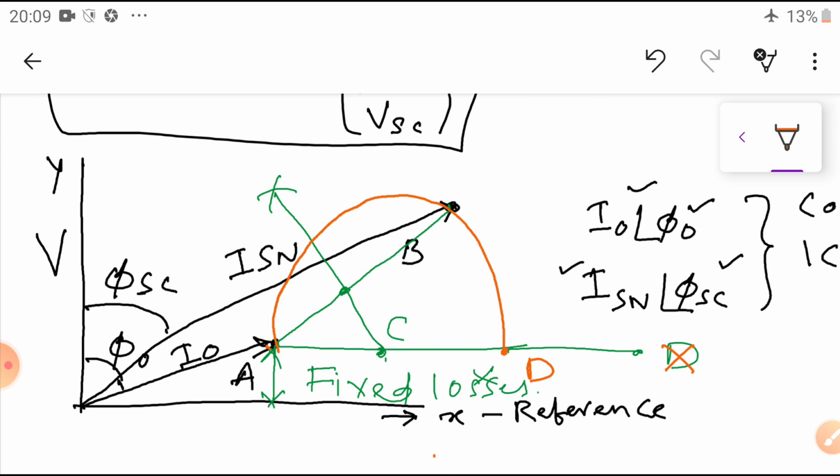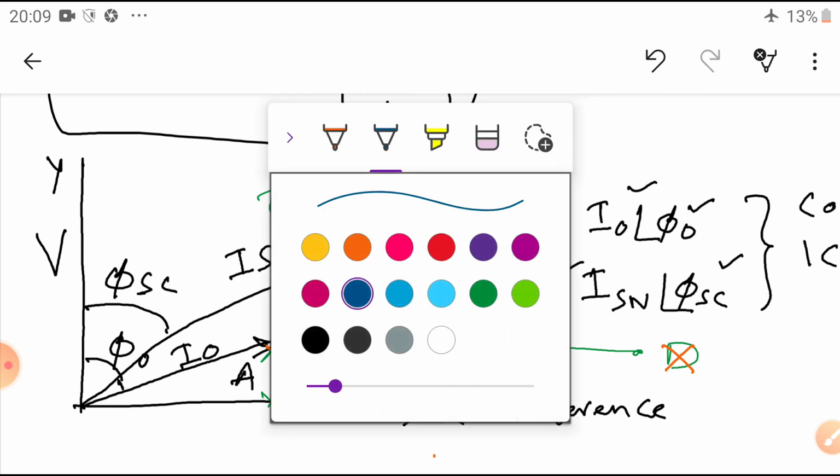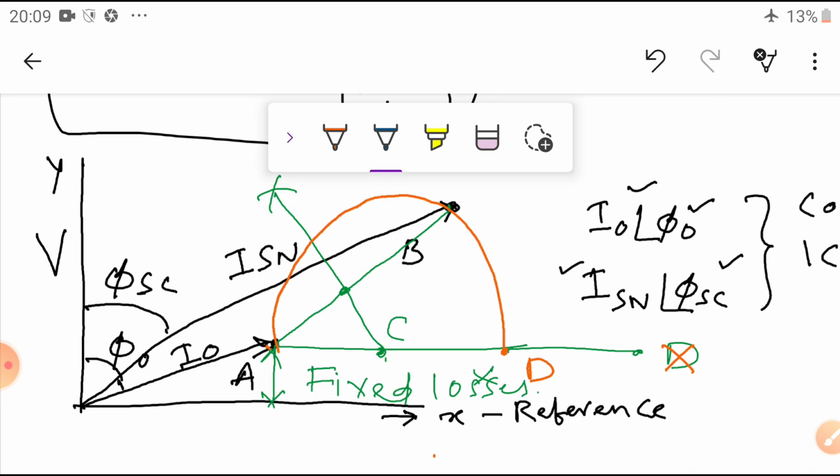Now what is the next step? Simply drop one line. You can take another color. Okay, we take the blue color and draw one line from this place to this place, up to the x axis. Okay, now what has happened? This is the B point, and this is the F point and this is the G point.